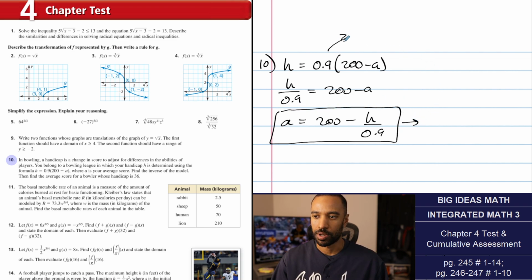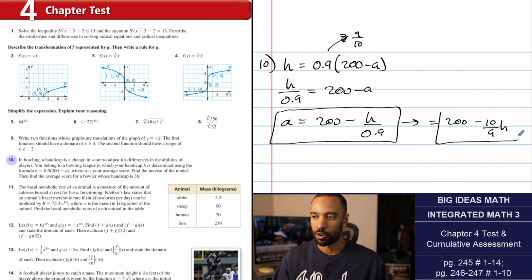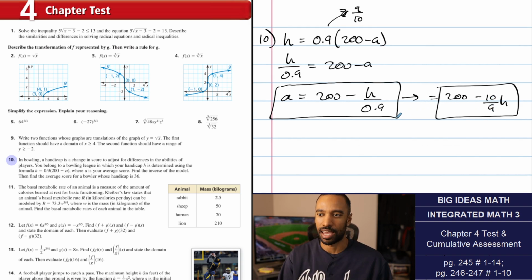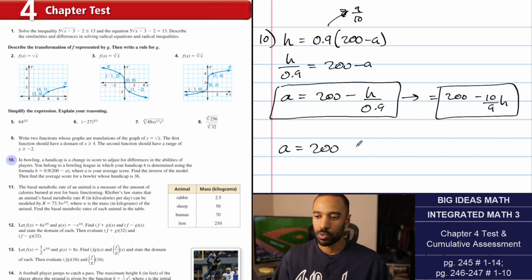0.9 is also 9/10. So when you divide by 0.9, you multiply by 10 ninths. So just keep that in mind that you could also write this as 200 minus 10 ninths H. I don't know which one you prefer with that, either or. It says handicap is 36. That's kind of why I like the 10 ninths more. I think it's an easier division for me. Actually, both are fine. So A equals 200 minus 10 ninths times 36.